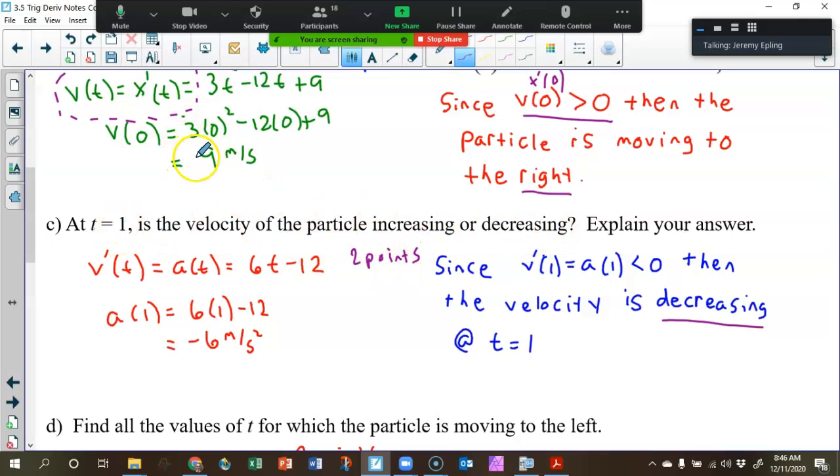Now, if you got parts A, B, and C perfectly correct, you've already gotten at least a 5 out of 9. So you're doing a really good job.